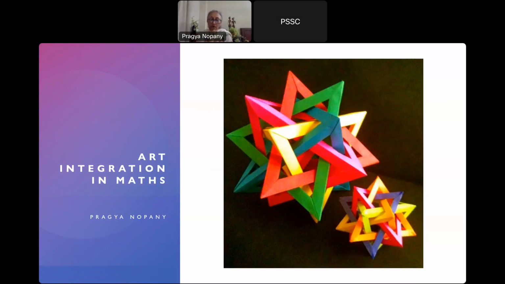When we talked about art integration in science, I had spoken about a whole lot of things which are common in art and in science. When we are doing art integration in mathematics, what do you think is the purpose of art integration in mathematics other than just creating interest? So, can you say what is the purpose of art integration in mathematics?